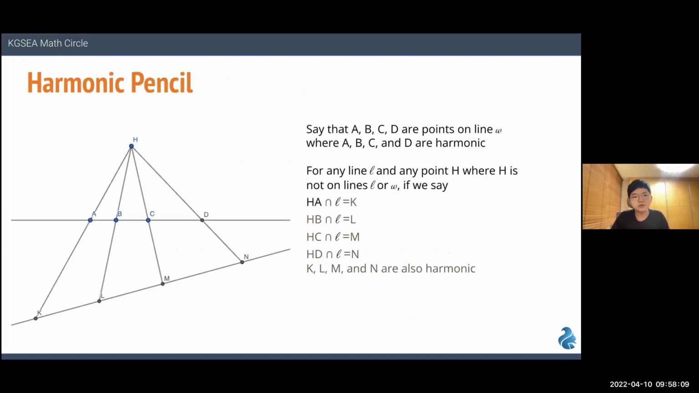So there's a tool called Harmonic Pencil that's used very often in projective geometry problems, and it states that if A, B, C, D are points on line W where A, B, C, D are harmonic, for any line L and any point H where H is not on lines L or W, if we say K is the point where H, A, and L meet, L is the point where H, B, and L meet, M is the point where HC and L meet, and N is the point where HD and L meet, then K, L, M, N are also harmonic. And this can be shown by using Lemma 1.